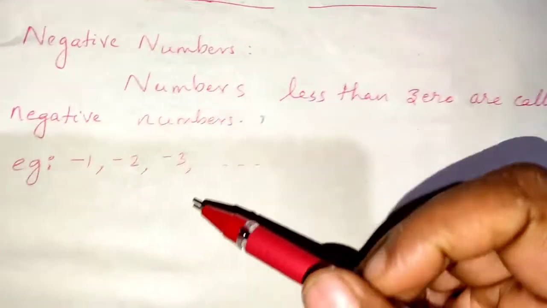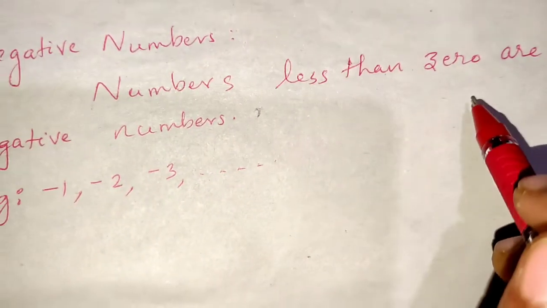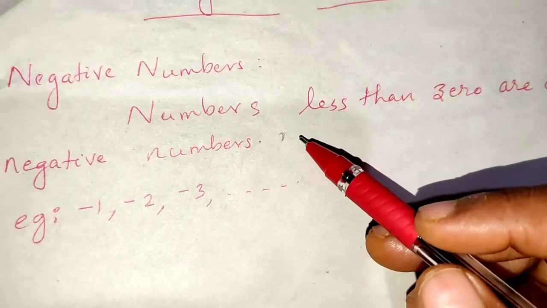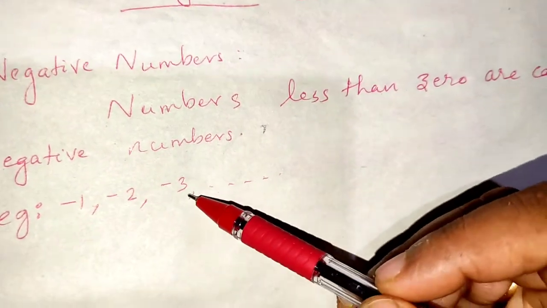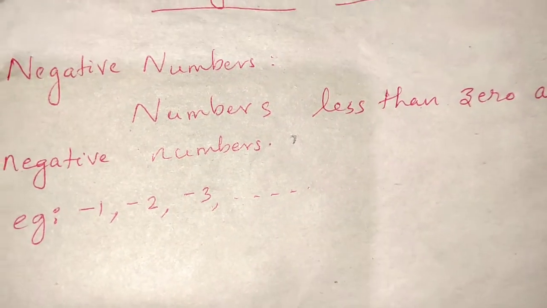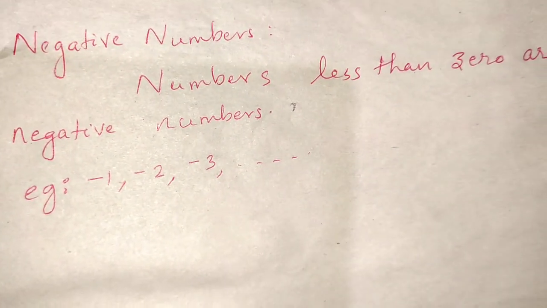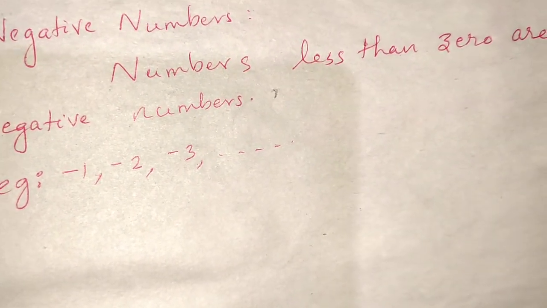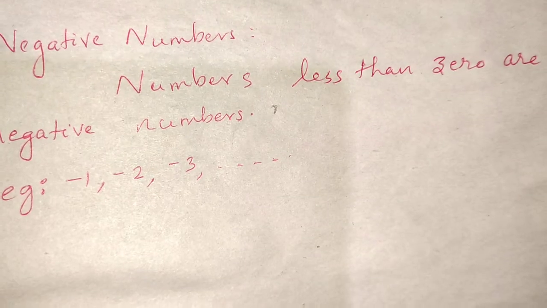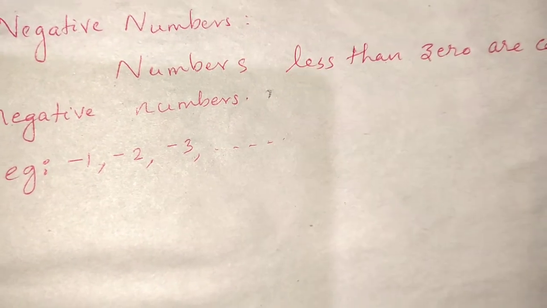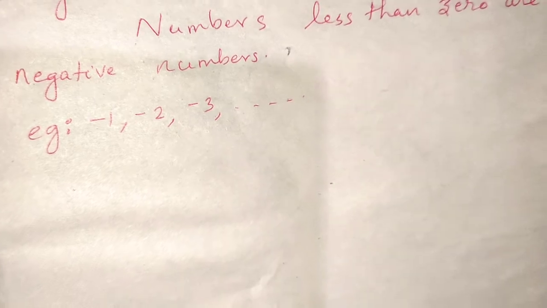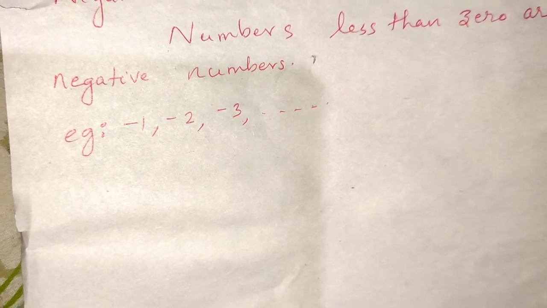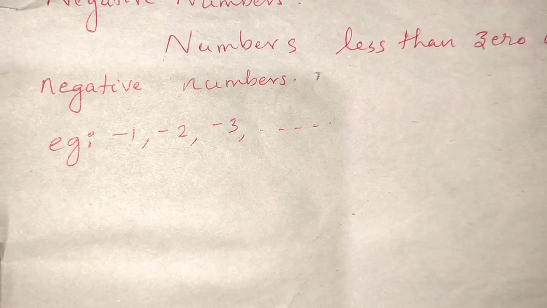So what are negative numbers? Numbers less than 0 are called negative numbers. Example: -1, -2, -3, etc. So negative numbers are numbers less than 0.